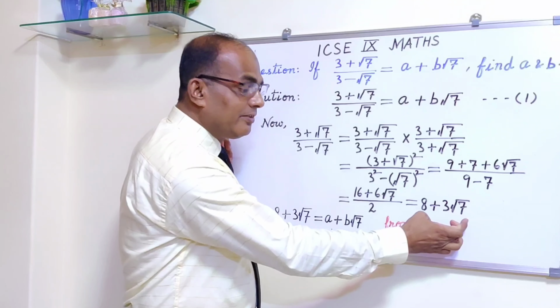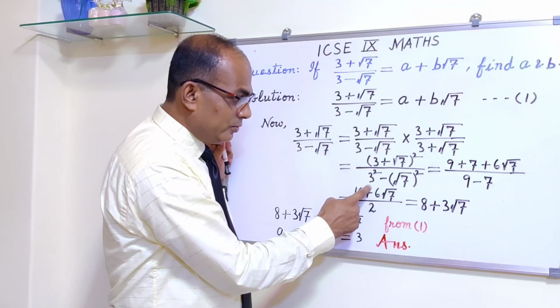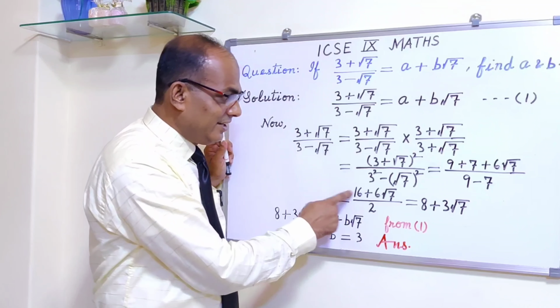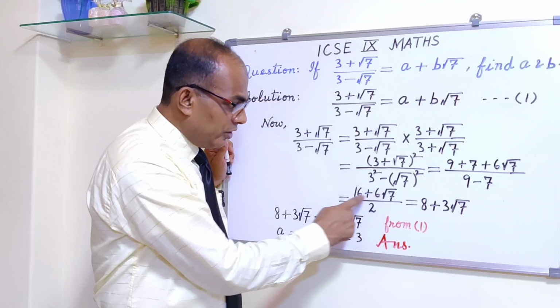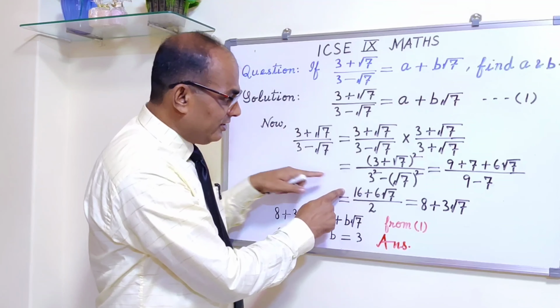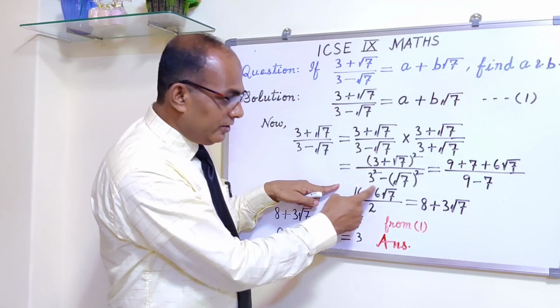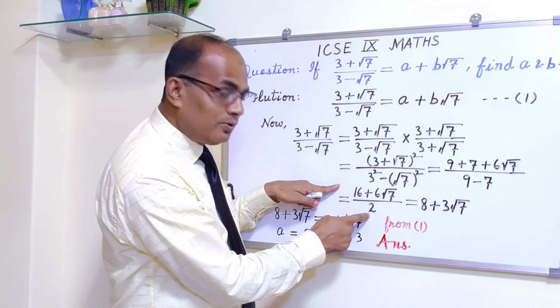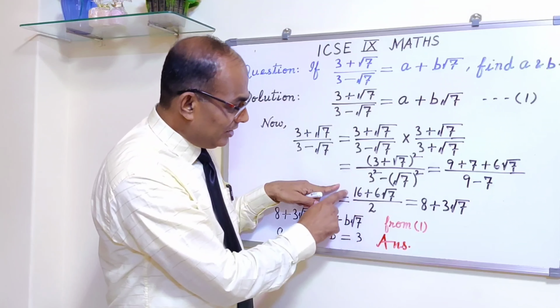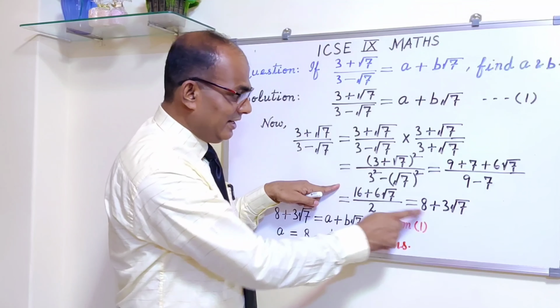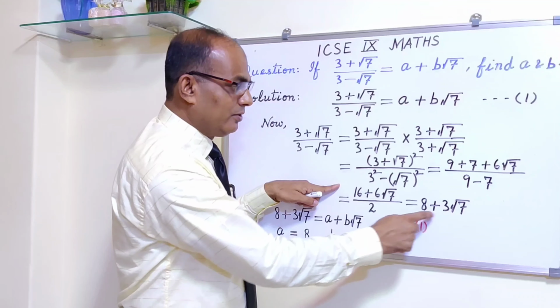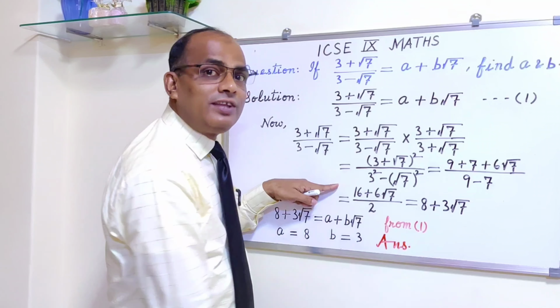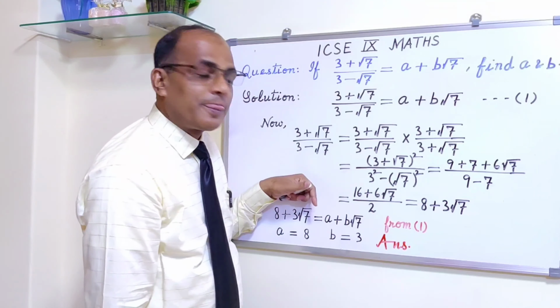One more step you can write down after this. I have written directly 8 plus 3 root 7. If you wish to write it down, you can take 2 common from here, because 2 8s are 16 and 2 3s are 6. So 2 is common. When you take 2 outside, this 2 and this 2 cancel each other, and inside you will get 2 8s are 16, 8, and 2 3s are 6, 3. So you get finally 8 plus 3 root 7.